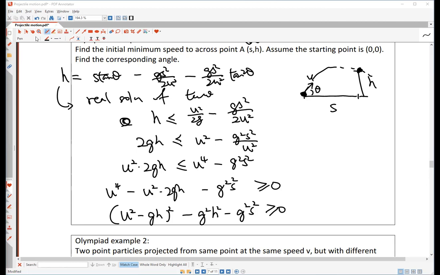Done? If done, then let's go on. So u square minus g square, sorry, minus. So the answer will be u should be greater than square root of g times the bracket h plus the square root of s square plus h square. So these are some results that I want you to memorize for the examination.